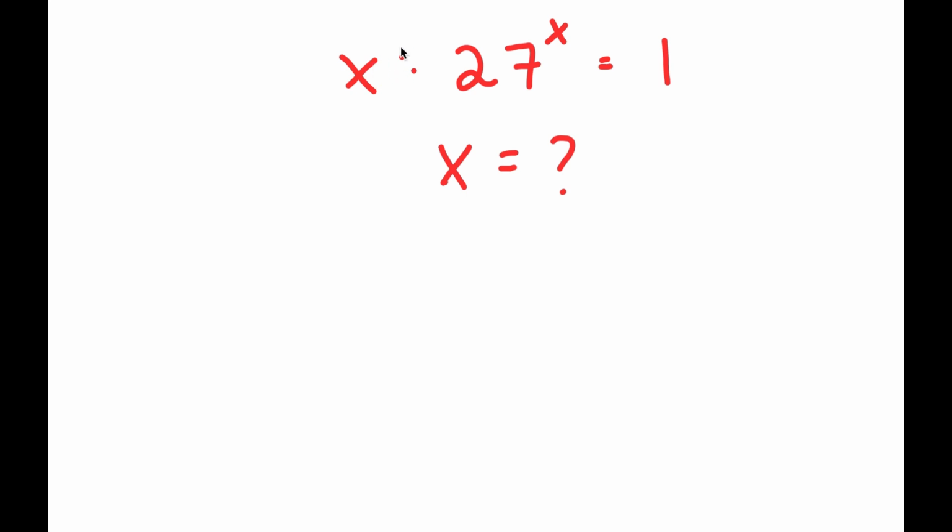And now to check, my equation was x times 27 to the power of x is equal to 1. Now x is equal to 1/3, so I have 1 over 3 times 27 to the power of 1 over 3 is equal to 1. 27 to the power of 1 over 3 is the same thing as the cube root of 27. And the cube root of 27 is 3, so I have 1 over 3 times 3 is equal to 1. These two cancel out, so I'm left with 1 is equal to 1. And because this is right, I know my solution is right.